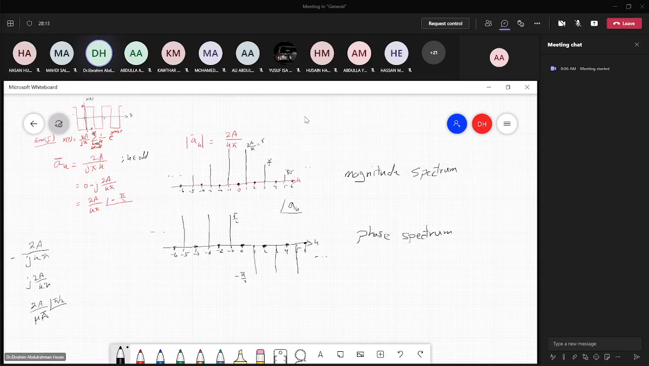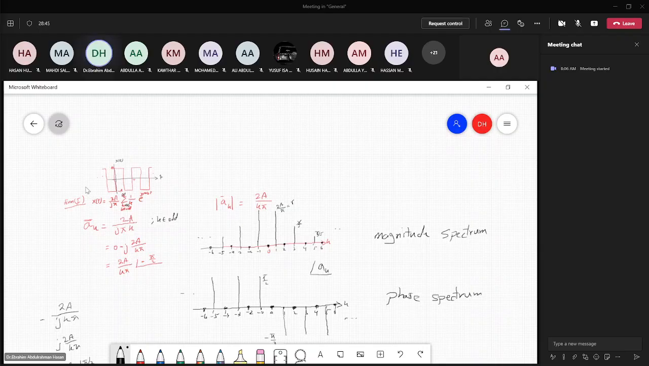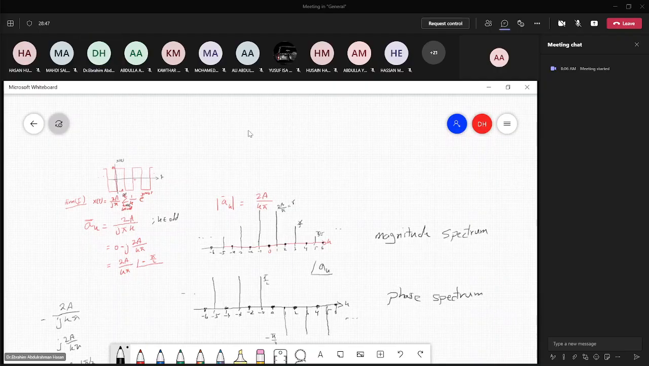So all of these together we call the spectrum. Okay, so spectrum. Sometimes we need only one of these. We need only the magnitude spectrum or the phase spectrum. So if the question is to plot the spectrum of the signal, then you need to go to form number 1.